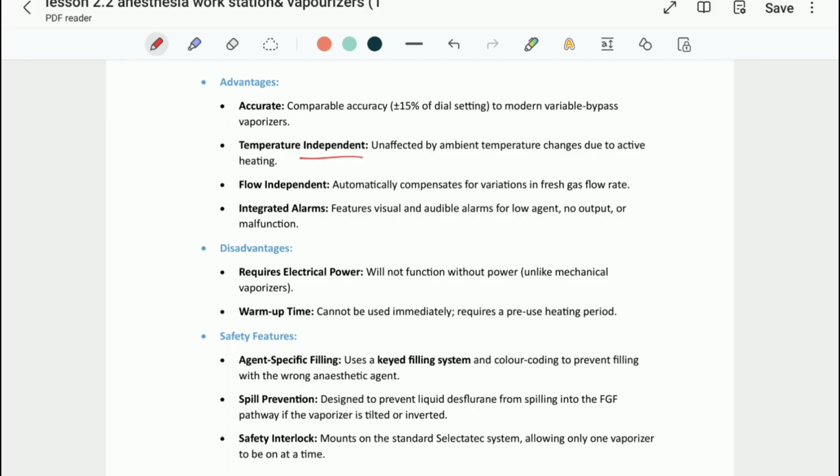The disadvantages include that it requires electric power. It will not function without power, unlike the other Tec vaporizers. And it also requires a warm-up time. It cannot be used immediately, requiring a pre-use heating period.